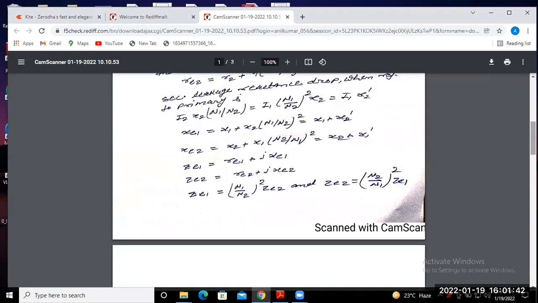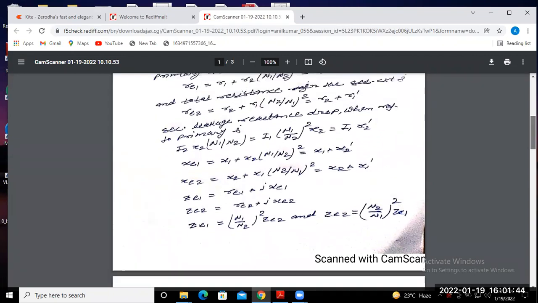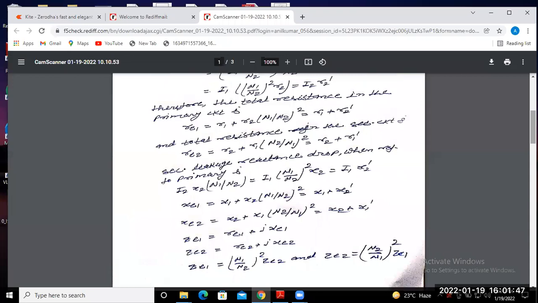Okay. So this is the equation for the equivalent resistance referred to the primary side or secondary side, or maybe the leakage reactance referred to the primary side and secondary side. So when the leakage reactance drop is referred to the primary side, that means I1 X2 dash. X2 dash is your equivalent leakage reactance referred to the primary side, and X2 is your leakage reactance of the secondary side.